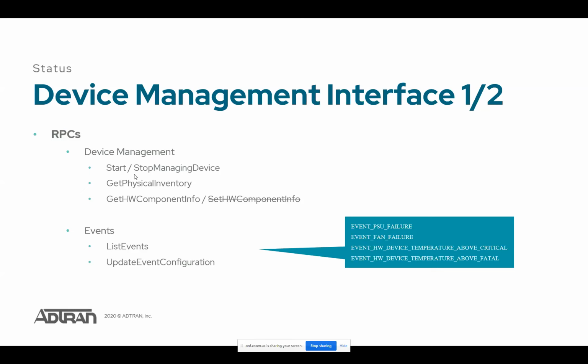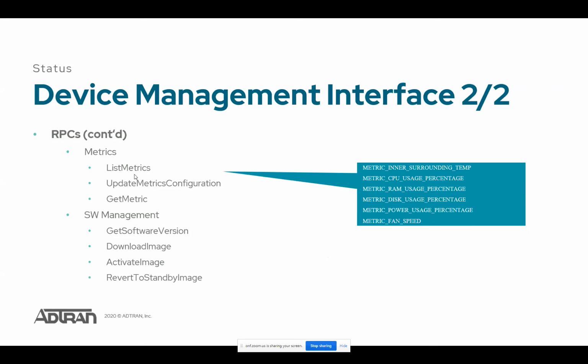Then for events, you can list the supported events. You can update event configuration, which means you can specify which events you want to see pushed to Kafka. And on the right-hand side, you can see the list of events which are currently supported. So we support PSU failure, fan failure, and when the hardware device gets too hot, so when it goes above critical or even fatal temperatures.